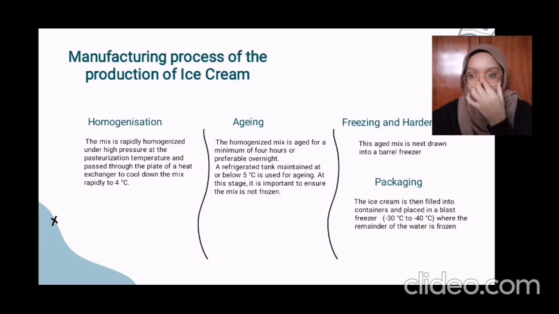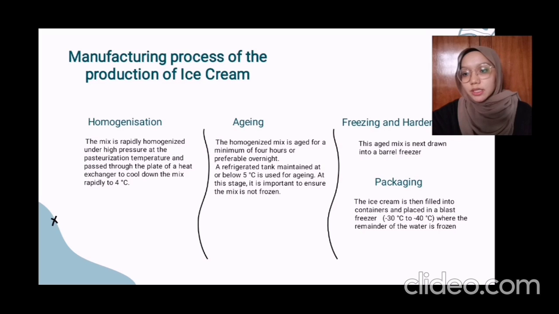Next is homogenization. The mix is rapidly homogenized under high pressure at the pasteurization temperature of 72 degrees Celsius and passed through the plate heat exchanger to cool the mix rapidly to 4 degrees Celsius. This process reduces the size of the fat globules and increases the surface area of the fat globules.